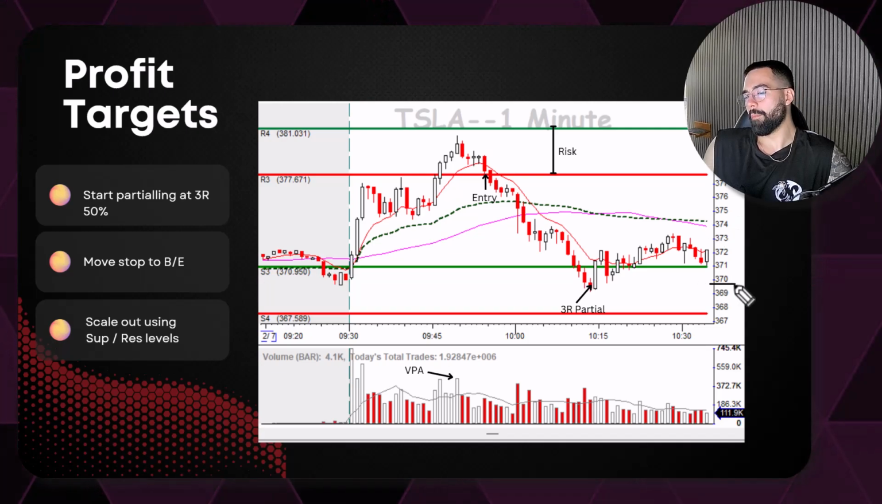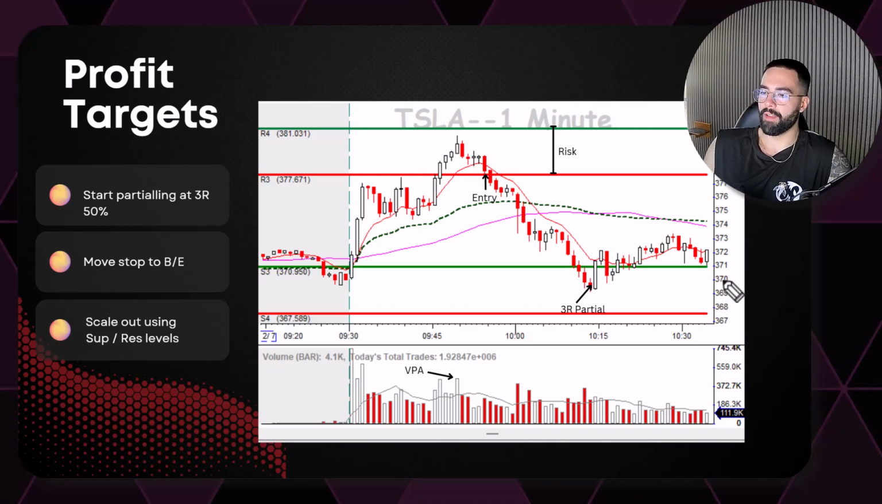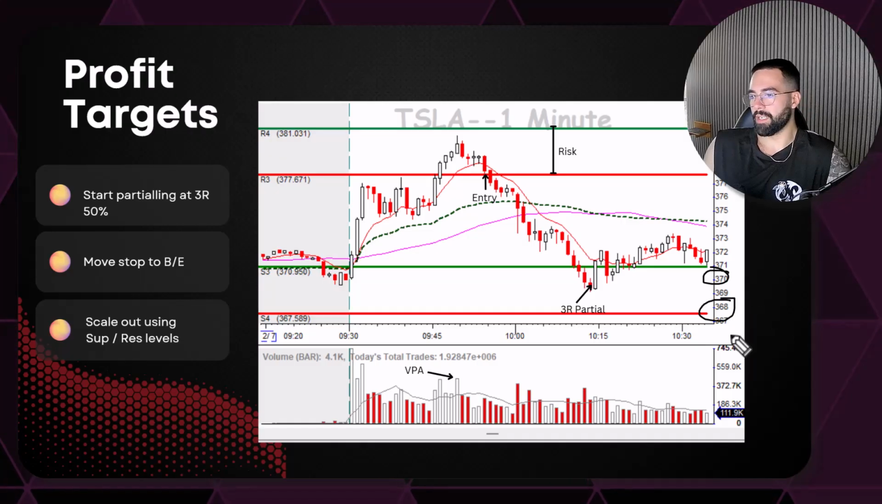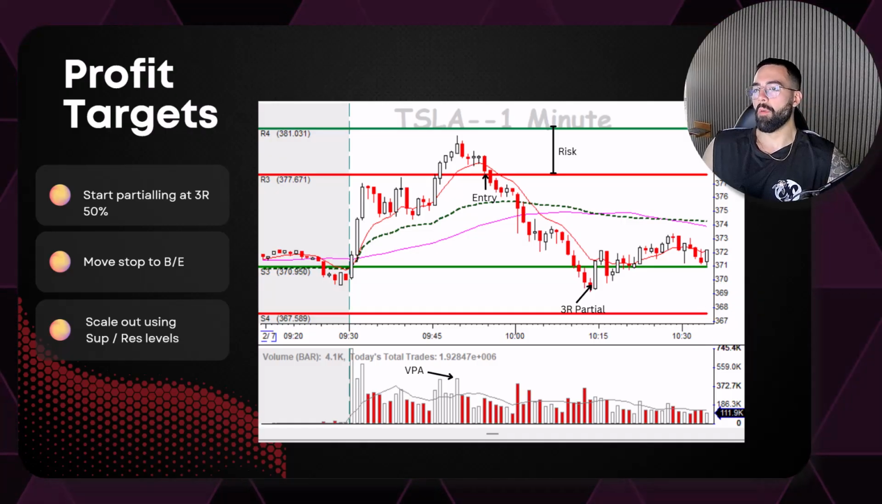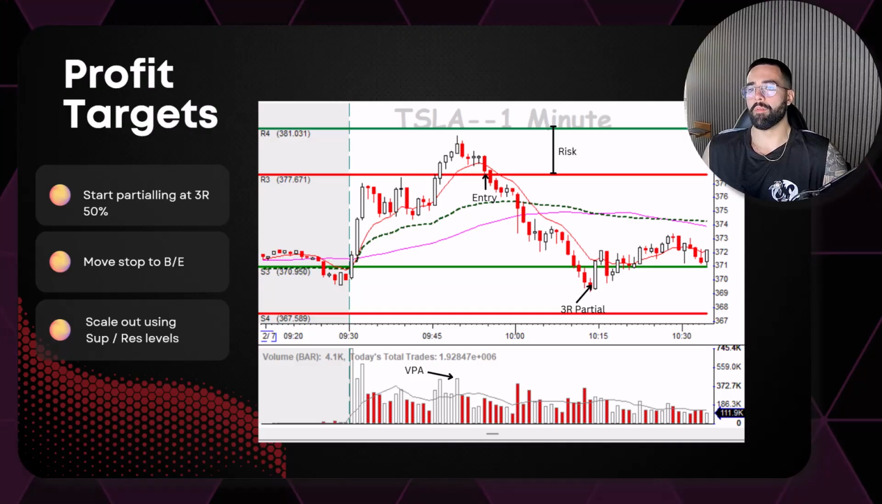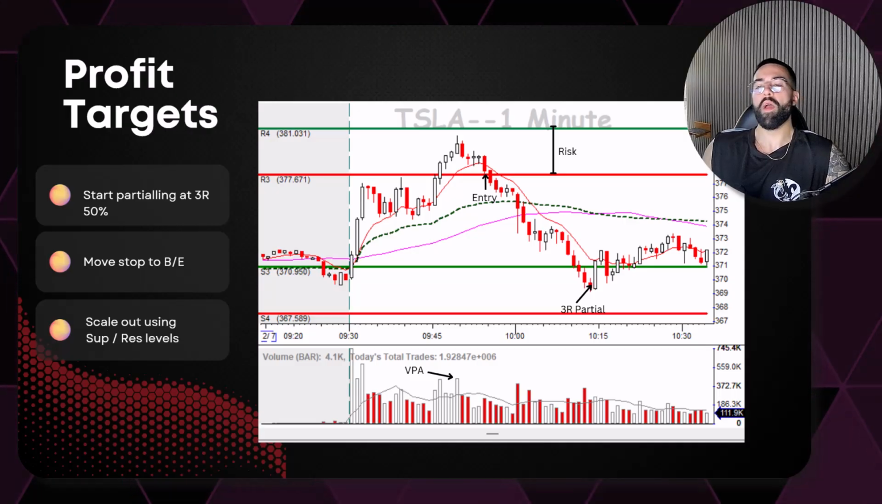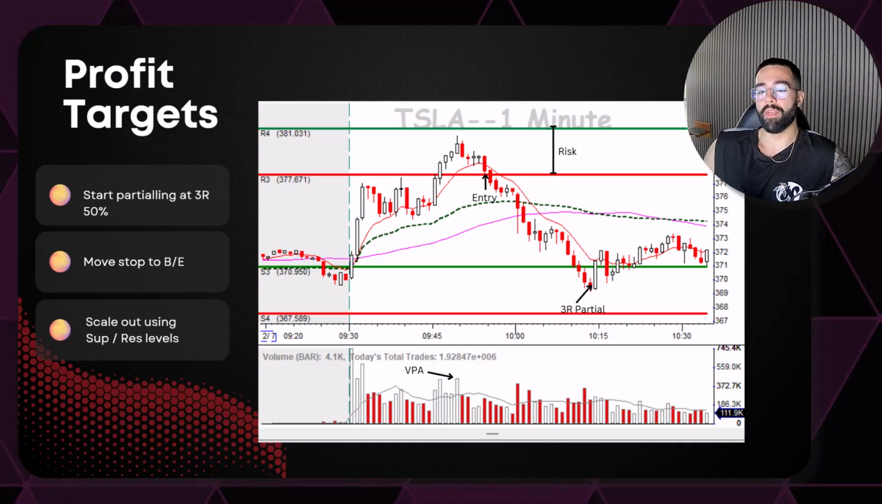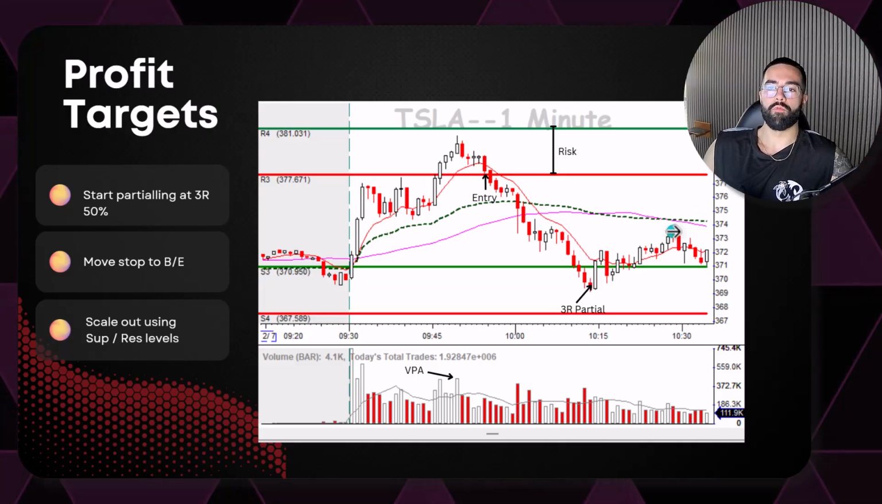Also, rounded numbers are a good way to partial. You could have taken some at 370, more at 368, then maybe wait for 365, and you can go like that. But the most important thing in terms of scaling out of a position is be patient. Wait at least for twice your risk. That's really important if you want the strategy to be profitable in the long run.